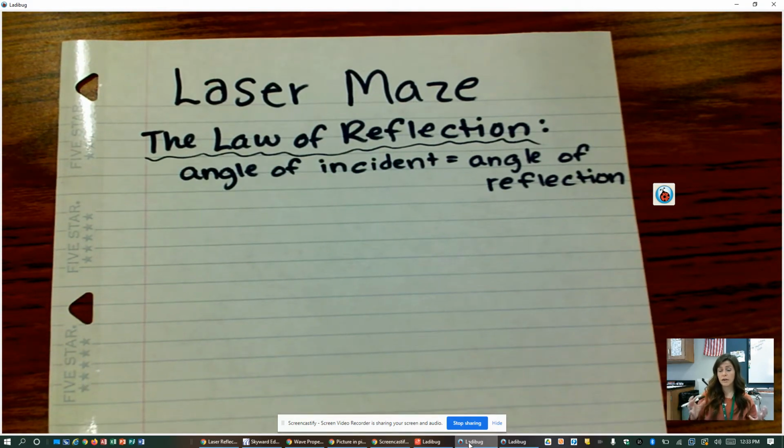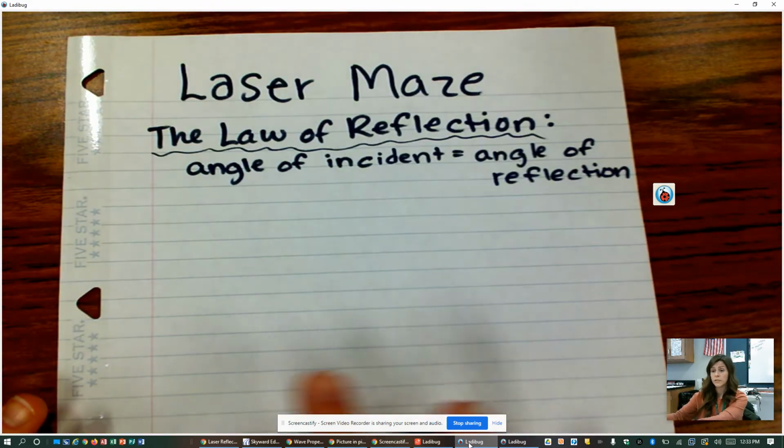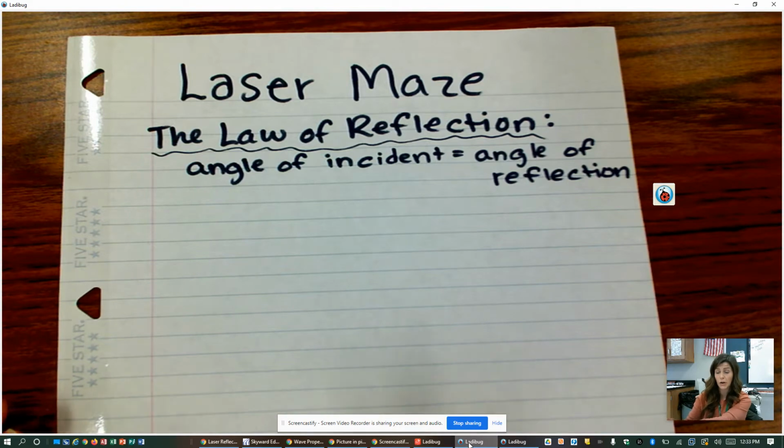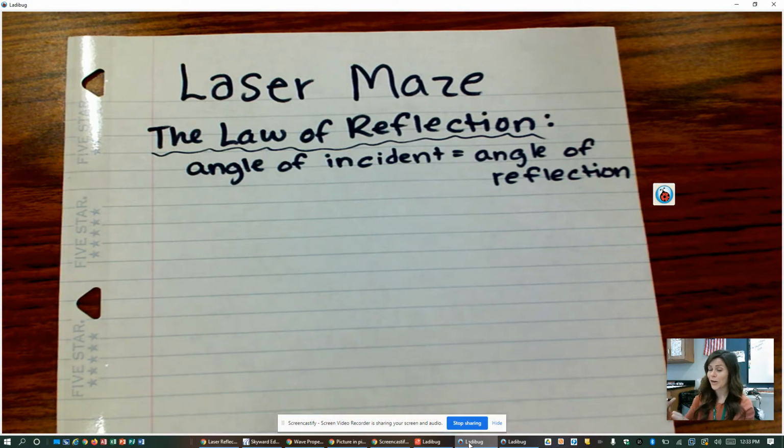So when drawing our laser maze, the first thing that we need to do, and you're writing this down along with me, so make sure that you have notes that look like this. I will be checking them tomorrow. You won't be able to start your maze until I see your notes. So make sure you're watching, or I hope you're watching and you're writing down notes.